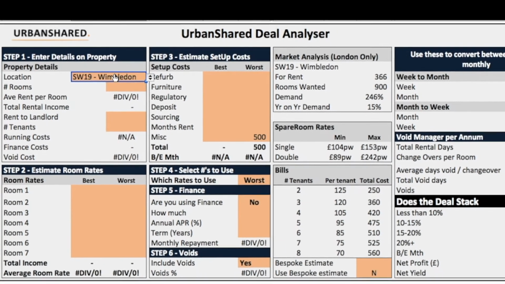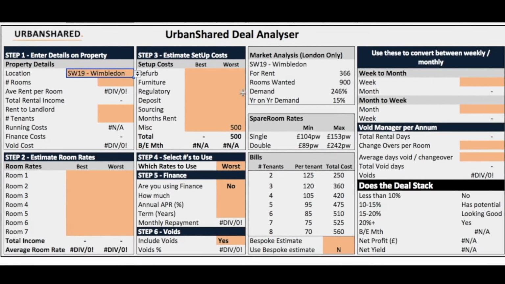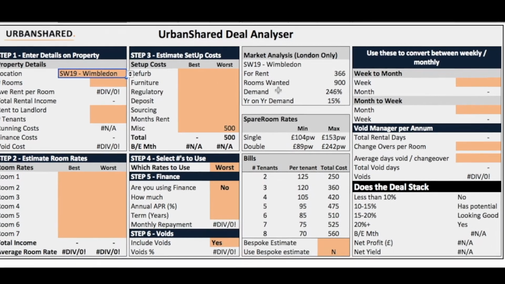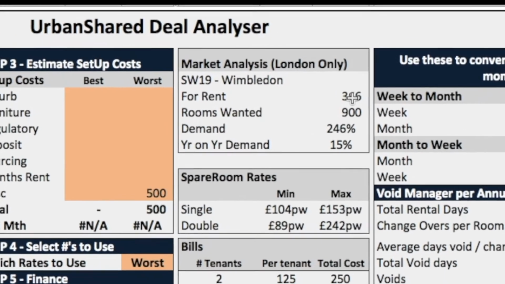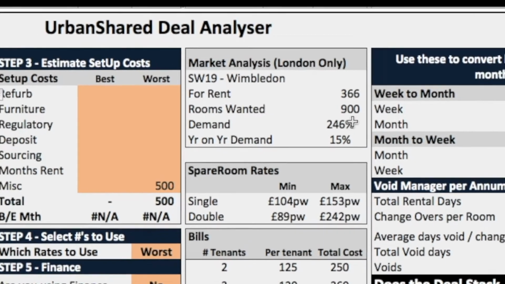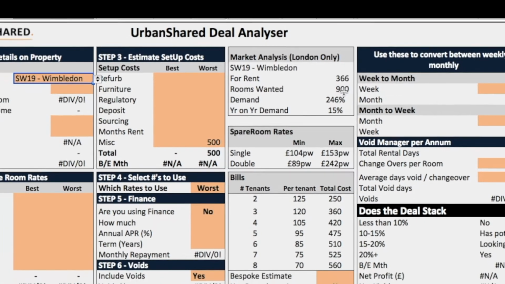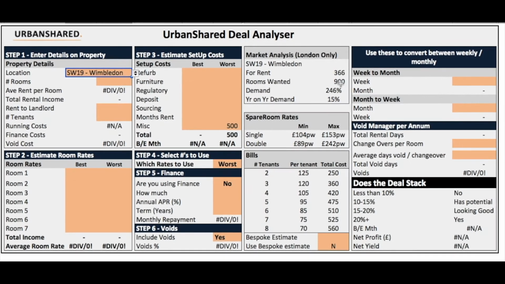It's only useful really to understand supply and demand in that market. So in SW19, this data is from Spare Room. We can see that there are 366 rooms for rent against 900 rooms wanted, which means there is almost 3 times as much demand as there is supply, which equates to 246% demand. Useful to understand what the market's doing. Obviously in London the market is always relatively undersupplied.